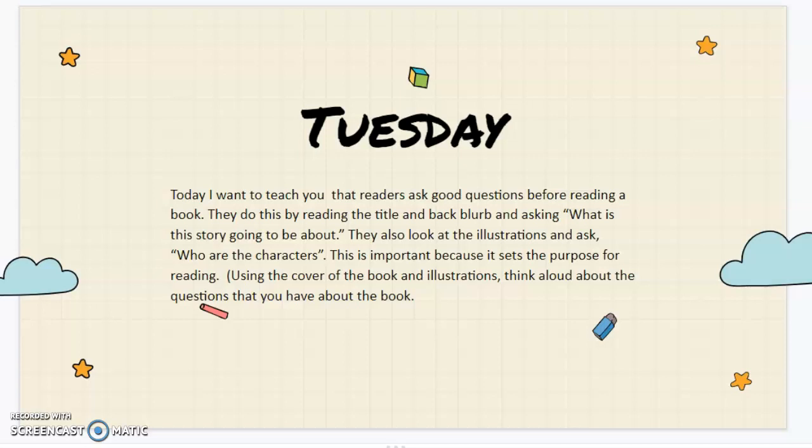Today, I want to teach you that readers ask good questions before reading a book. They do this by reading the title, the back blurb, and asking, what is this story going to be about? They also look at the illustrations and ask, who are the characters? This is important because it sets the purpose for reading.